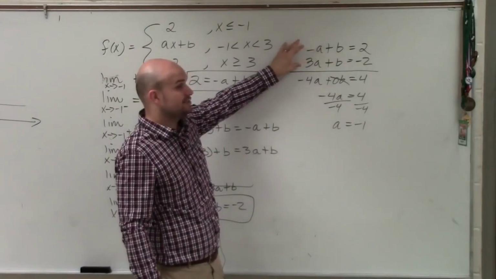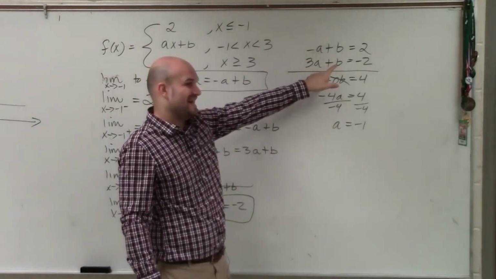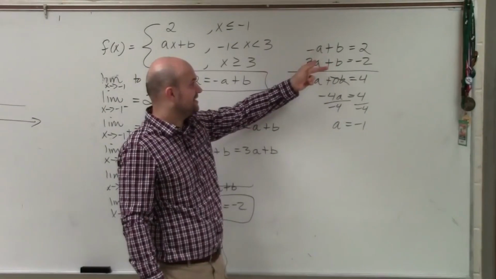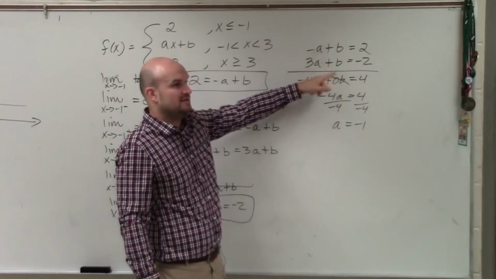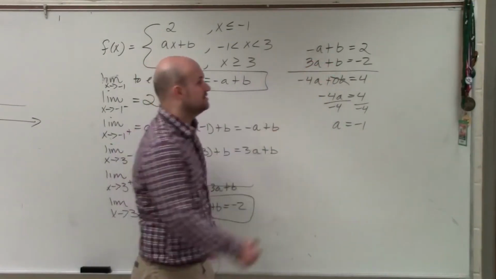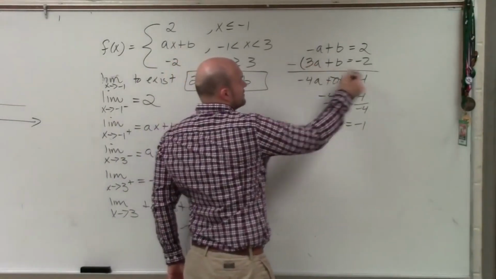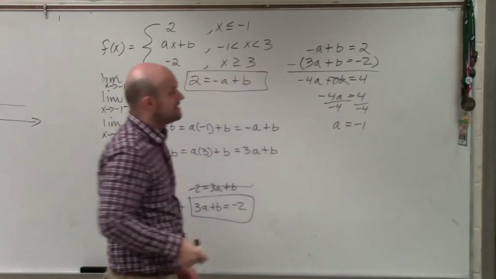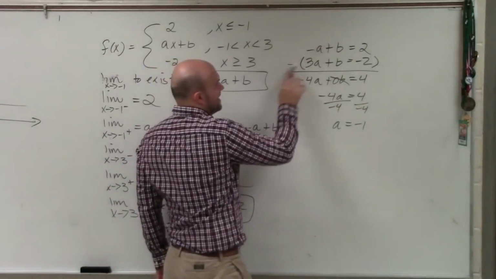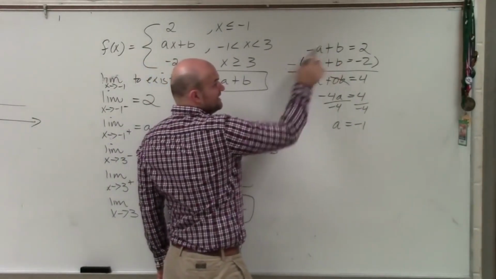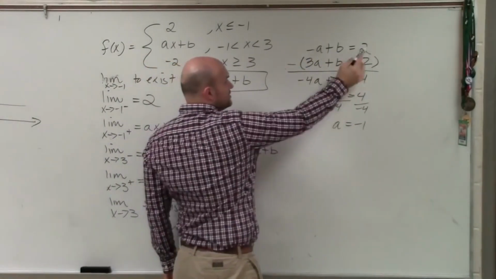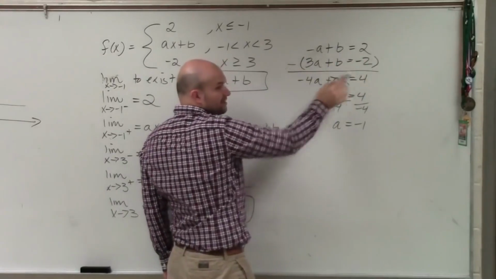I need to eliminate b. Well, I can't add them, right? Because that's going to give me 2a and 2b. So I have to subtract the equations. I'm going to subtract the bottom equation from the top equation. So it's negative a minus 3a, it's negative 4a. b minus b is 0b. 2 minus negative 2 is 4.